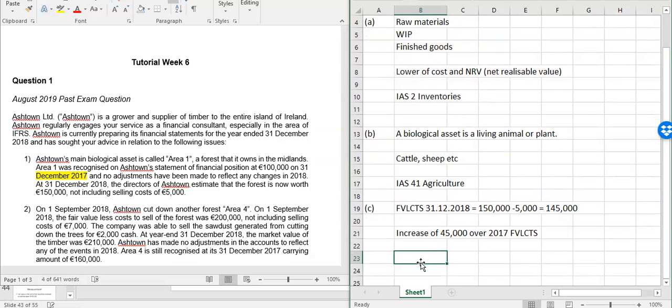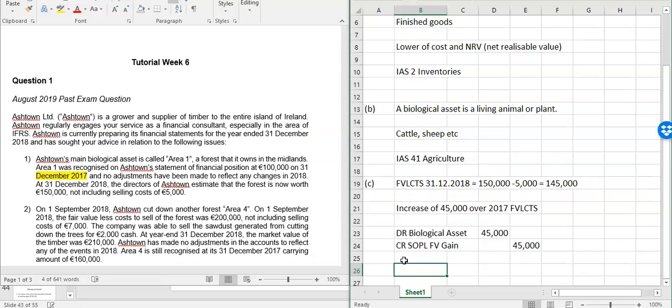So these are the rules in IAS 41. You always measure at fair value less cost to sell, because there's a big difficulty in measuring, for example, biological assets at cost, because a lot of them didn't cost anything. They might have been sown from seed, in the case of forest. They might have been born on the farm, in the case of animals. So it would be here debit biological asset, which is your forest, 45,000. It's not debit the 145, because remember, it's already in the account at 100,000. You're only recognizing the increase. And you will credit the SOPL, fair value gain, 45,000.